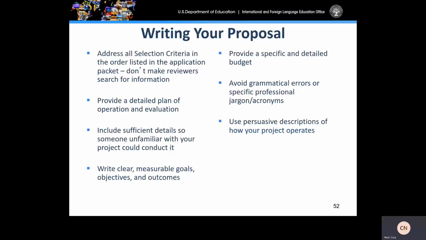Provide a specific and detailed budget, again, making sure that you include both the line item budget and the budget narrative. And again, I recommend doing that kind of 3-column design when creating your budget. Avoid grammatical errors and specific professional jargon and acronyms, and use persuasive descriptions of how your project operates. It is very, very important to be clear, concise, and detailed.